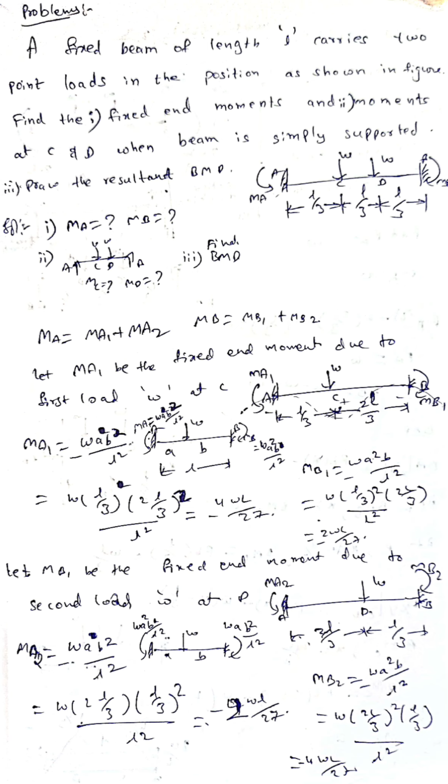So why minus here? You can see here minus WAB square by L square for MA. Minus because at the fixed end supports, we know it is a negative bending moment. It is hogging. Therefore, minus WAB square by L square, minus WA square B by L square. So we will get MA2 as minus 2WL by 27, MB2 as minus 4WL by 27.